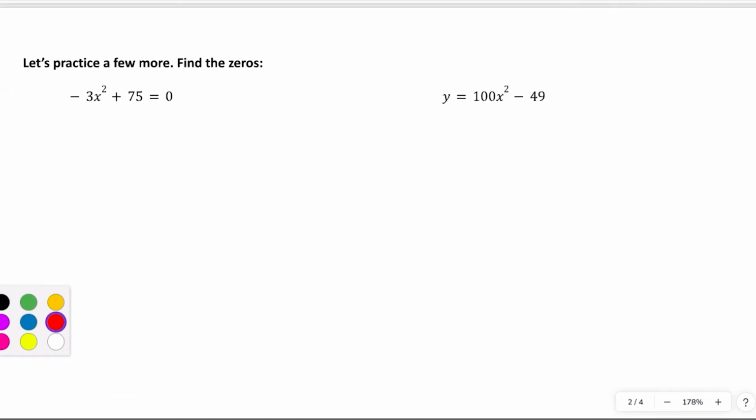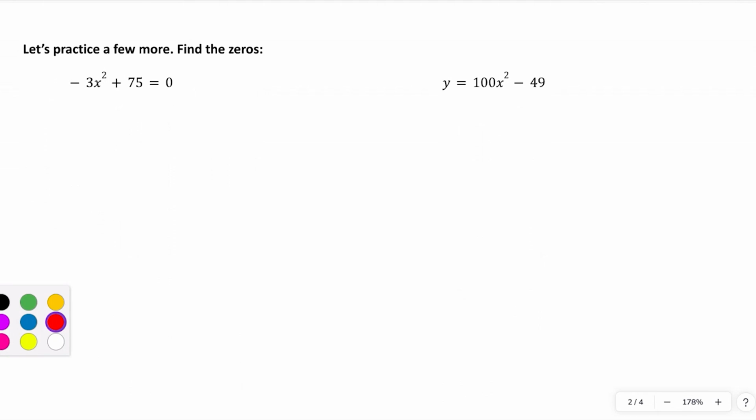Now, most of the equations you're going to solve are going to be more like this, where it's not just going to be x squared equals 81 or something like that. There'll be a little bit more to it, but we're still going to approach it in the same way. The only real difference here is we want to try to isolate the x squared up front. So first, we'll subtract 75 from both sides. And that'll give me negative 3x squared equals negative 75. Then we can divide both sides by negative 3.